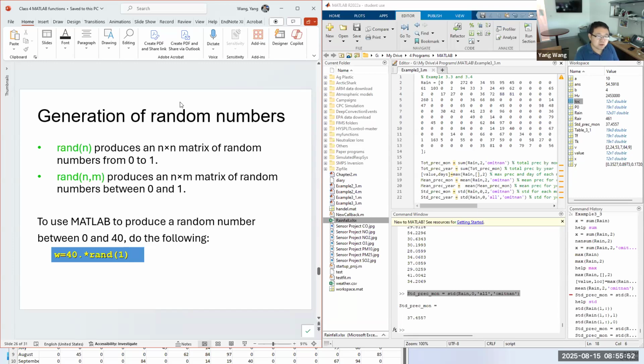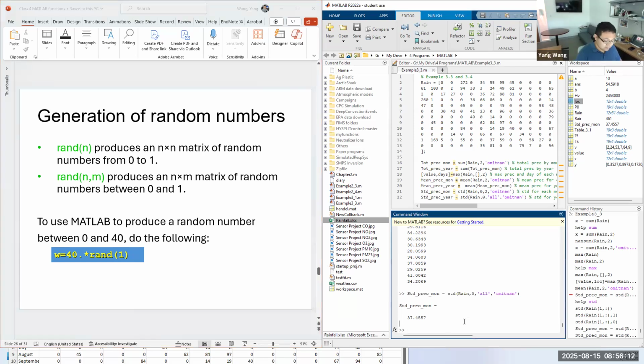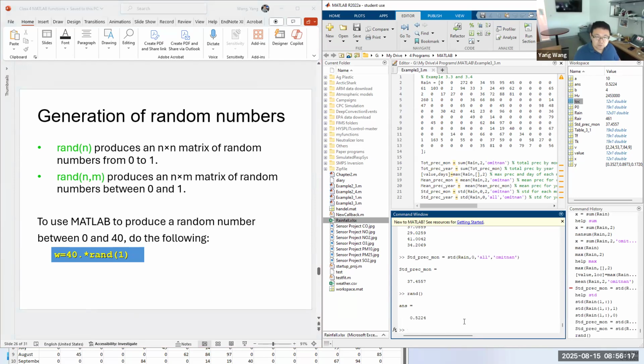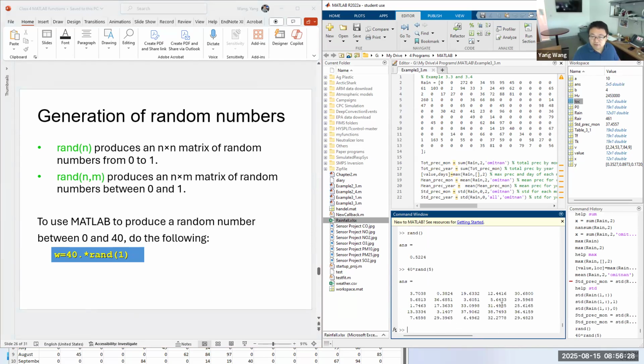To generate a random number, I think I showed this earlier, you just type in rand n, right? It will give you an n by n matrix. If you want to generate random numbers with a different dimension, then you can do rand n, m, right? So n is the row number and m is the column number. Okay, so an example is to use MATLAB to produce a random number between 0 and 40. We said rand only gives you a random number between 0 and 1. So if you want 0 to 40, you will multiply this by 40. Okay, so you can do, let's say, 5 by 5, then it's a random number, 5 by 5.